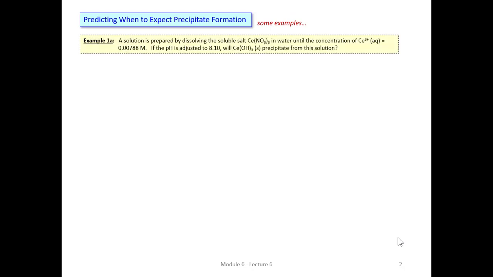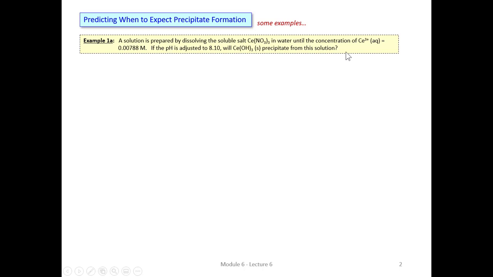Here's the first example. A solution is prepared by dissolving the soluble salt cerium nitrate, remember nitrates are really soluble, in water until the concentration of cerium-3 plus is 0.00788 molar. Nitrate here is going to be a spectator. If we adjust the pH of the solution to 8.10, will cerium hydroxide precipitate from the solution?